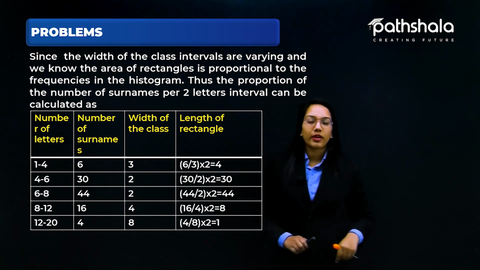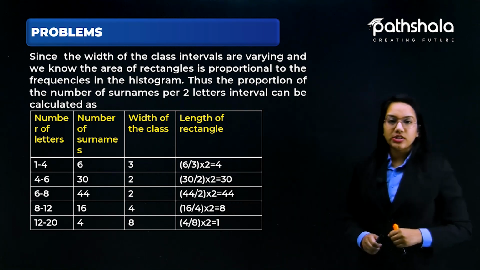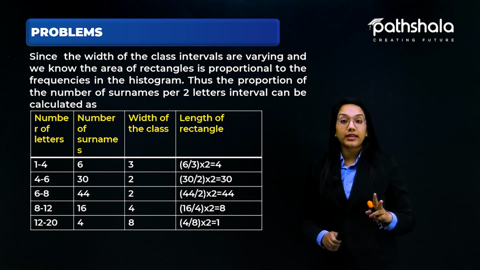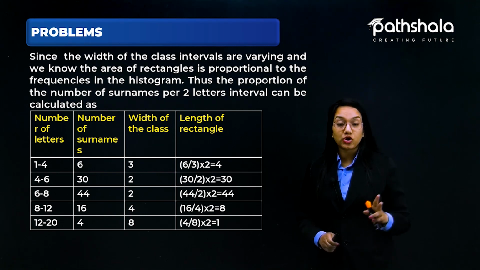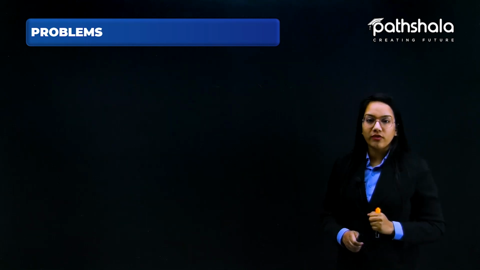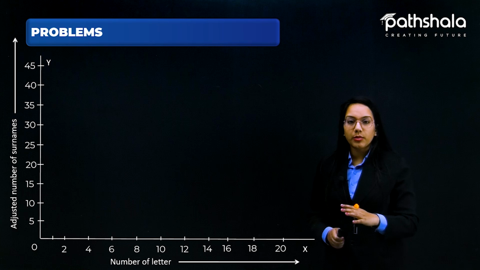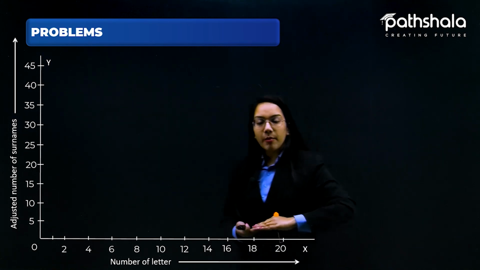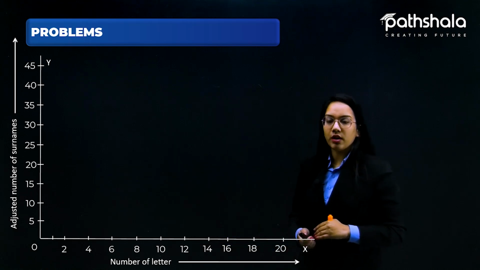Now let's see how we can plot the histogram. For the second question, we also have to see which class interval has the maximum frequency. So let's move on. I am taking the number of letters on the x-axis, and the adjusted number of surnames on the y-axis.